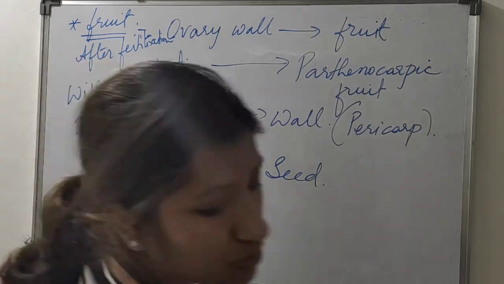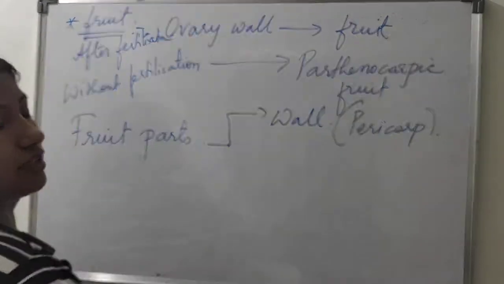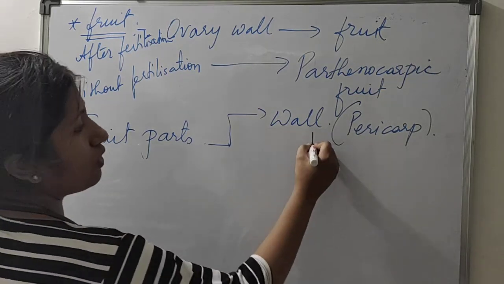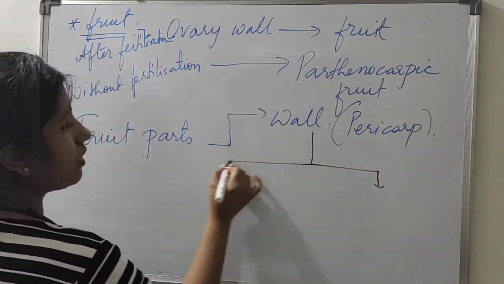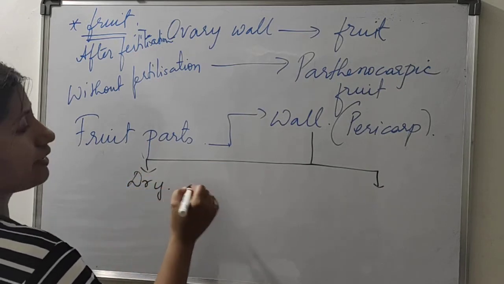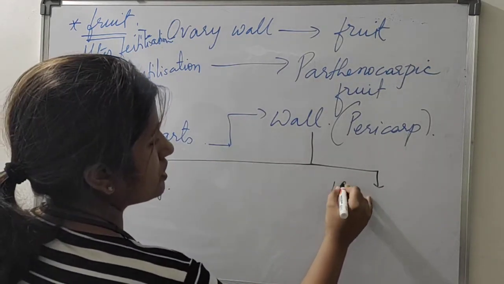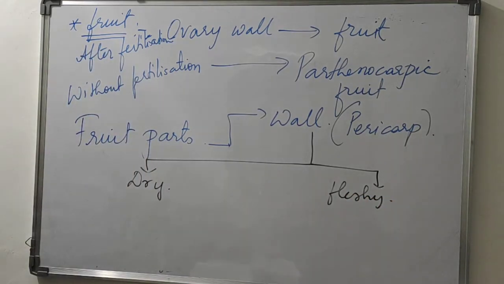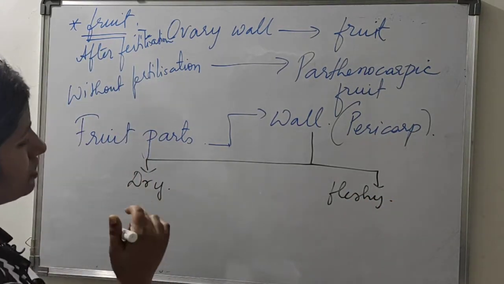Okay. So we'll come to the seed later. So we'll see the pericarp. The wall of the fruit can be of two types. Some walls are dry, some walls are fleshy.